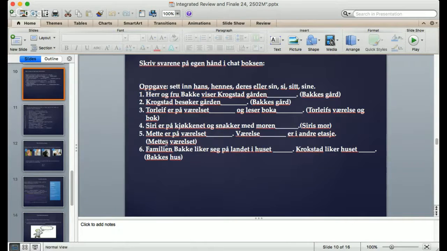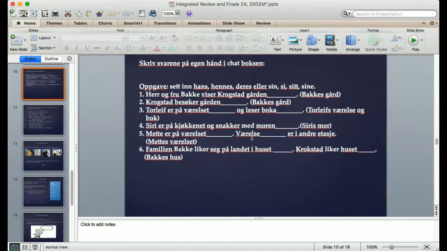Okay, number 5. Mette på værelse. Værelse i andre etasje. So this is Mette. She is in her room. The room is on the second floor. So it is her room. Here we have the subject. Mette is the subject. Værelse is the object, and it's owned by Mette. So it would be either sin, si, or sitt in this blank space, because værelse, you can see by the et ending, is neuter. You would use sitt. Mette er på værelse sitt.